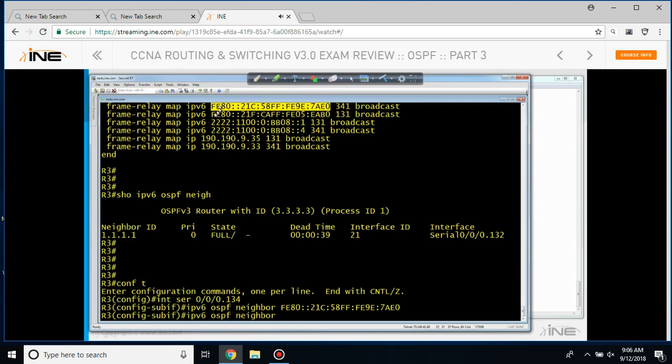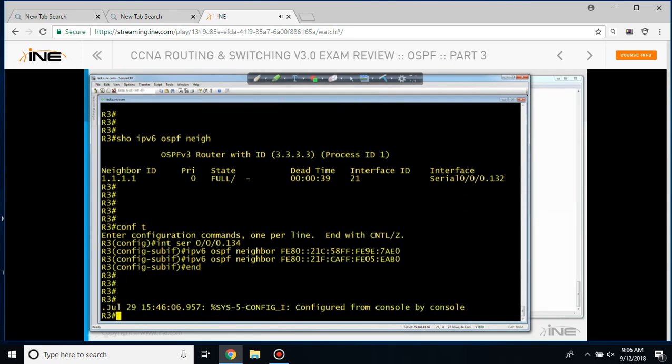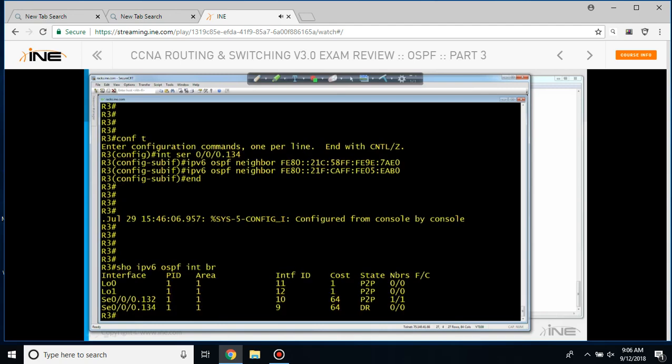And I want you to talk to this guy. All right, that should be enough for these guys to start communicating across that non-broadcast multi-access link. Show IPv6 OSPF interface brief. Yep, it confirms here that I have activated it. It is in the correct area.